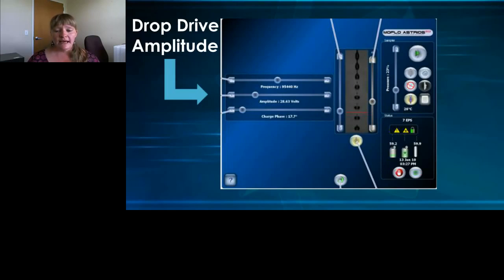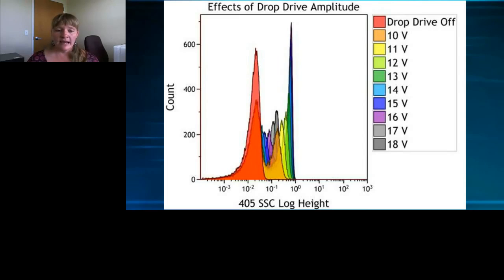When we are looking at the noise floor, the other thing we have to understand is that we're using a sorter. A sorter requires you to oscillate the stream at different drop drive frequencies and amplitudes. For the Astrios EQ, we definitely don't suggest changing the frequency, but you may change the drop drive amplitude. This is an image that is on the touchscreen panel of the Astrios. What we did is we looked at the noise floor and how, if you increase or decrease that amplitude, it changes the noise floor on your system.